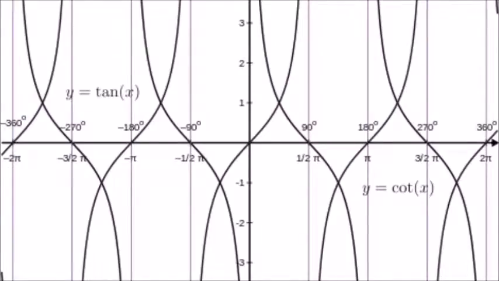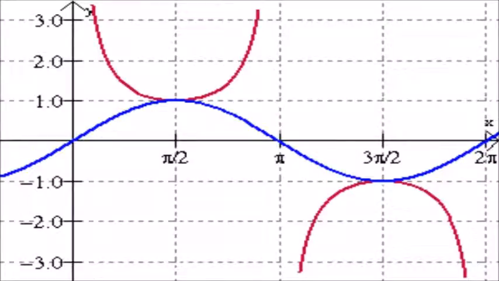That's a tangent graph. An important thing to remember is that the tangent graph is based off of the cosine function, and the cotangent graph is based off of the sine function. We'll see how in a second.